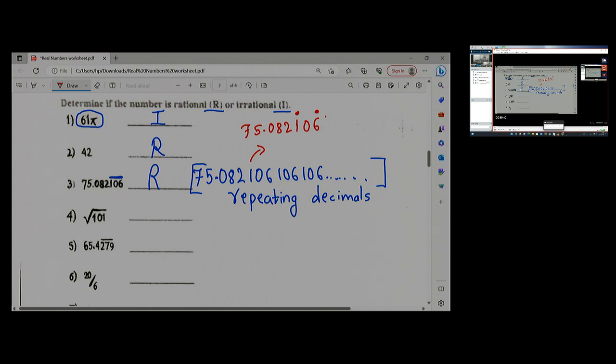Student number 6. What kind of number is root under 101? Irrational. It is a non-perfect square. Right? Okay, student number 7. What kind of number is this? Rational number. Okay, good. Because this is also the same as a repeating decimal, right? We have a bar over 279. Understand?